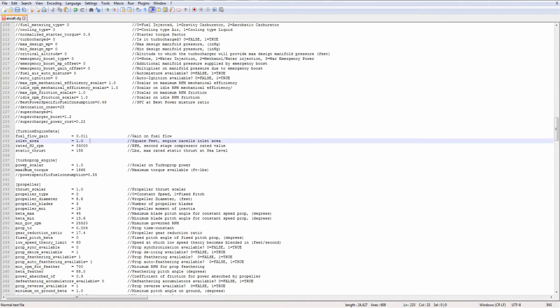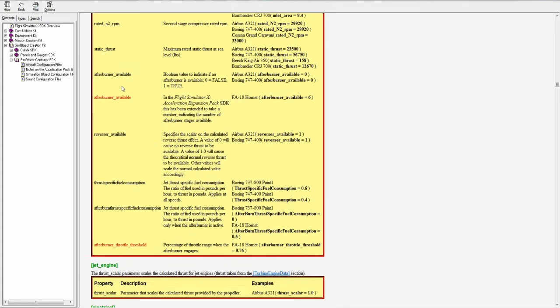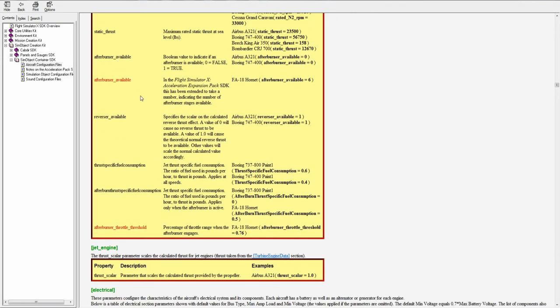Now right under that we have turboprop. I believe the turbine engine data can actually have other stuff that's not present here, so let's go over that. Afterburner available. This is a simple flag, true or false if there's an afterburner. Now, that was true for older versions. For Acceleration and beyond, that has changed.